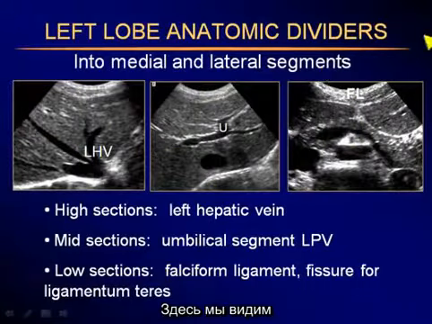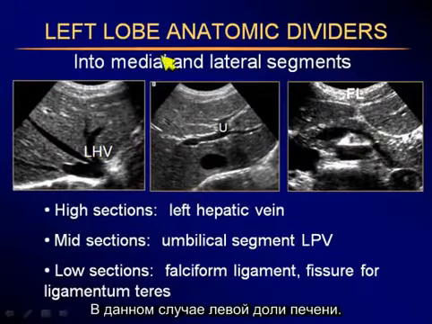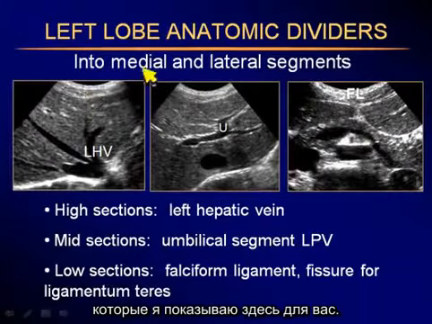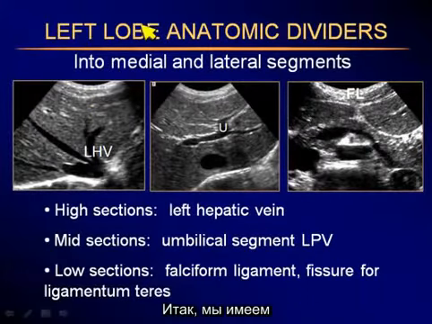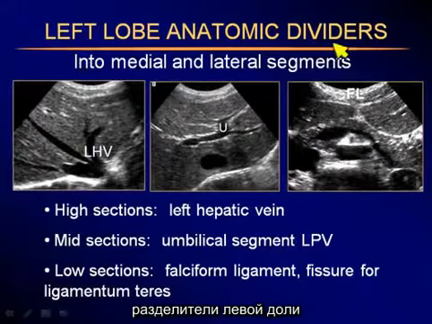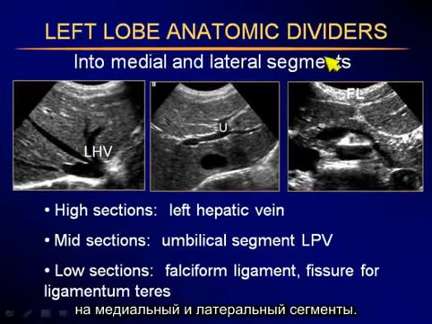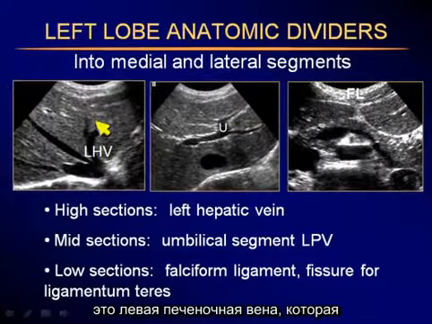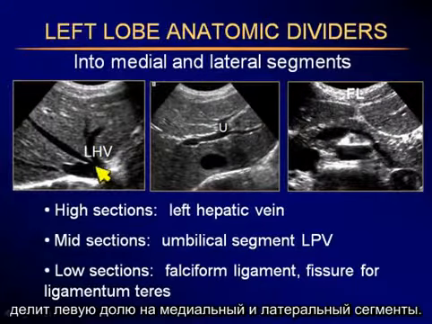So here we have our subdivisions, in this case of the left lobe. I've already mentioned three. I'd like to put them all together for you. So we have dividers of the left lobe into medial and lateral segments. High up, on high sections, it's the left hepatic vein that divides the left lobe into medial and lateral segments.